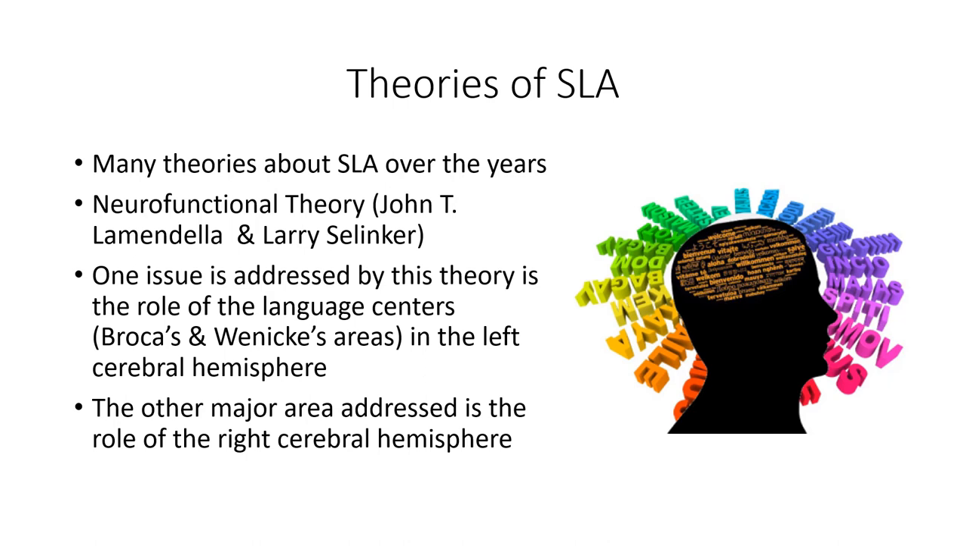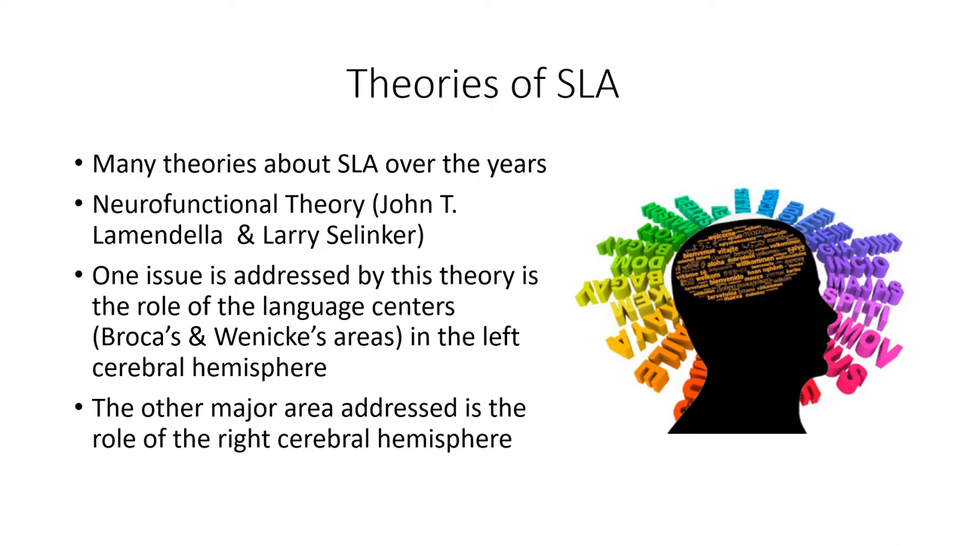And as a result of these kinds of studies, a whole new set of theories about second language acquisition began to develop. One of those that I'm particularly fond of is the neurofunctional theory. This was started by John Lamandela, and its other major proponent was Larry Selinker, whom you read about in week 3. He is the person who came up with the concept of interlanguage. Basically, the neurofunctional theory looks at the interplay between language and the brain. How is language processed in the brain? How is it produced in the brain?